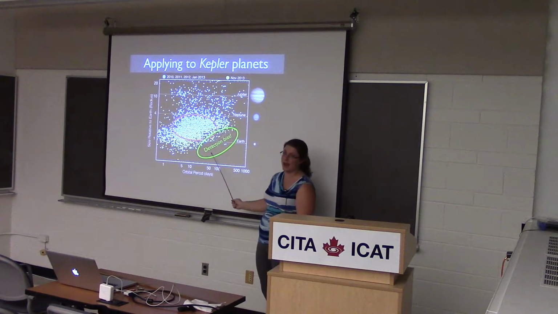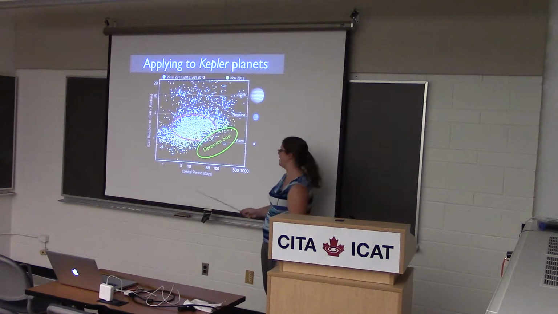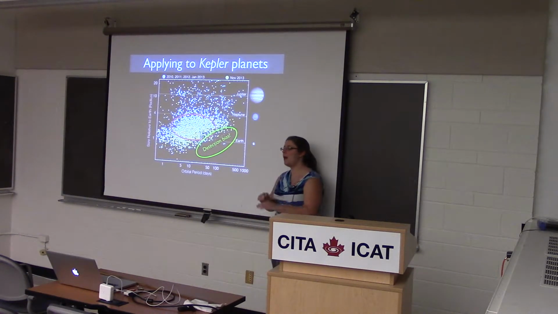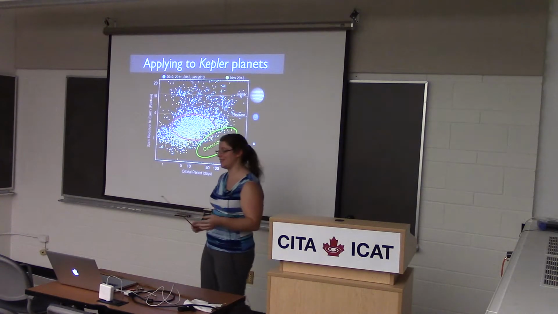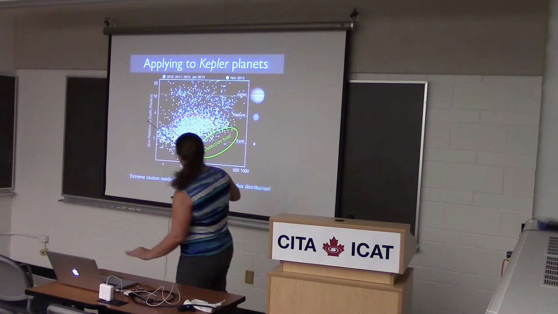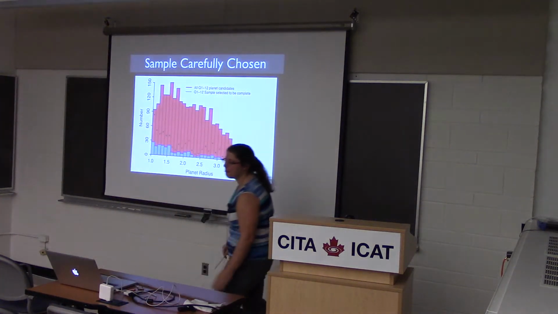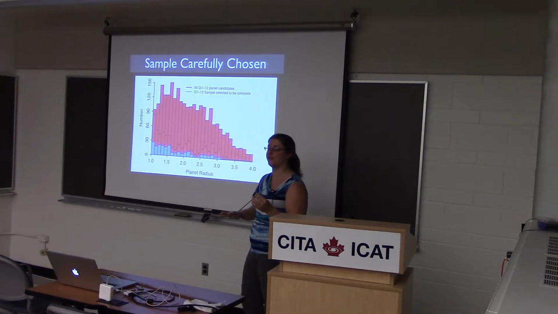There's enormous detection bias in the Kepler planet detections. It is much easier to find a large planet in a small orbit than it is to find something out here. So any population study using Kepler planets, or really any survey in general, has to incorporate these kinds of effects. So extreme caution here. Okay, so the way that we addressed this necessary consideration is to very carefully choose our sample.